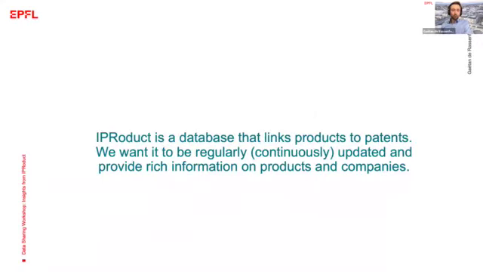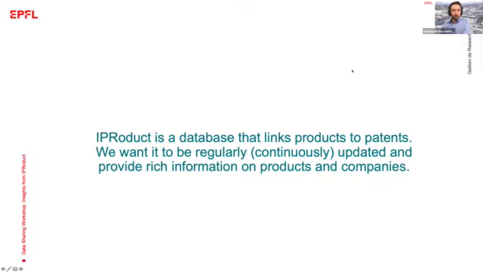The goal of this project is to offer a database that links products to patents. We want it to be regularly updated, in fact almost continuously updated, not in real time, but as frequently as possible. And we also want to provide rich information on products and companies, because as much as we could just share the patent-product data, it's not very useful if everyone then has to collect data individually on these products. What are the product prices? Are these products protected by trademarks, or you name it? We believe these data are key to the successful adoption of the overall IPRoduct data.